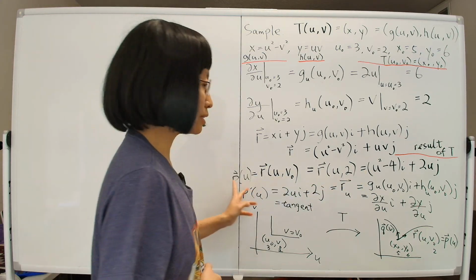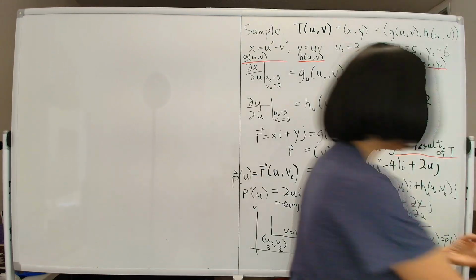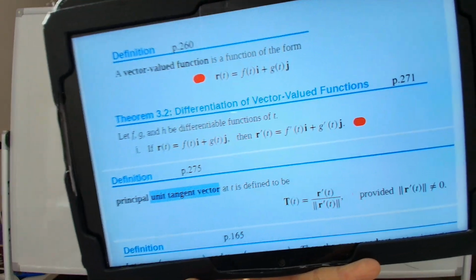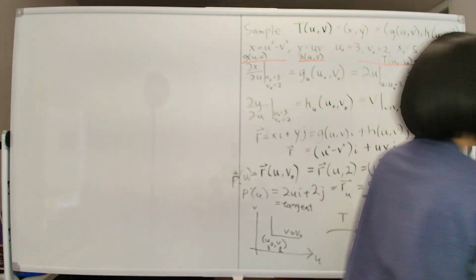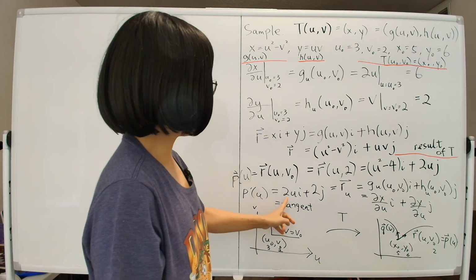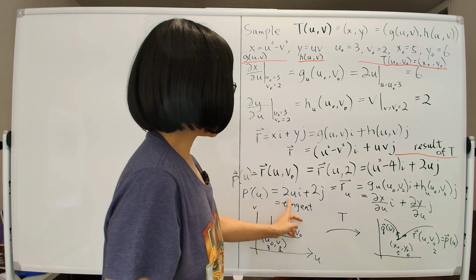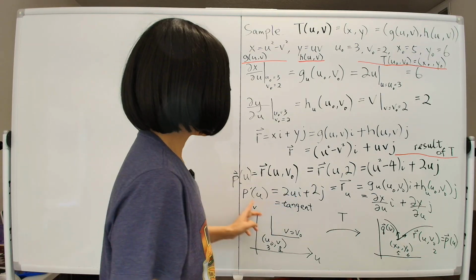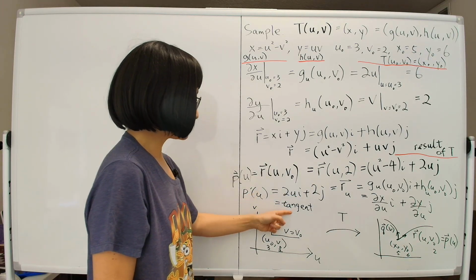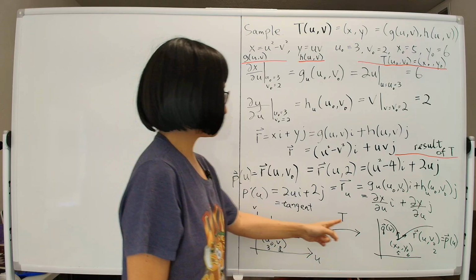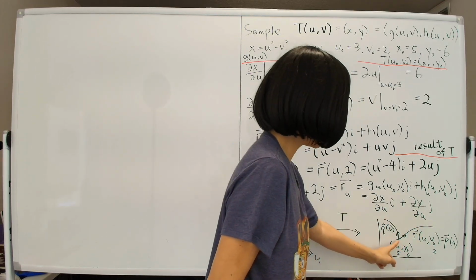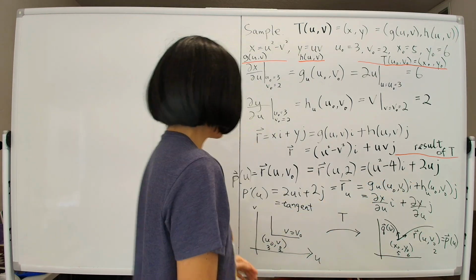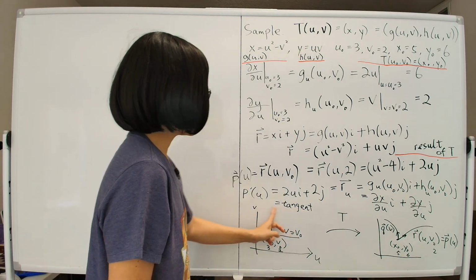Because, as you remember, the derivative of a vector function is simply the derivative of the components, Theorem 3.2. So we're going to take the derivative, and when we do, for i it is 2u, and for j it is just 2. So that is the derivative of p with respect to u. And as I mentioned, the derivative is the tangent. In other words, if here's the path of p of u, then the tangent is a tangent at that point. It's the same slope. So that is equal to the tangent.